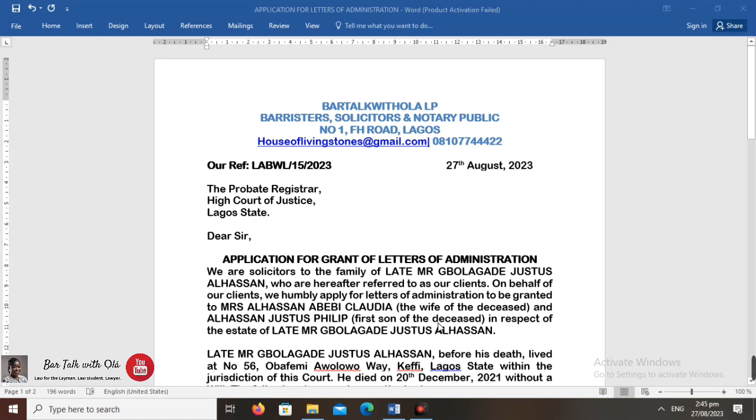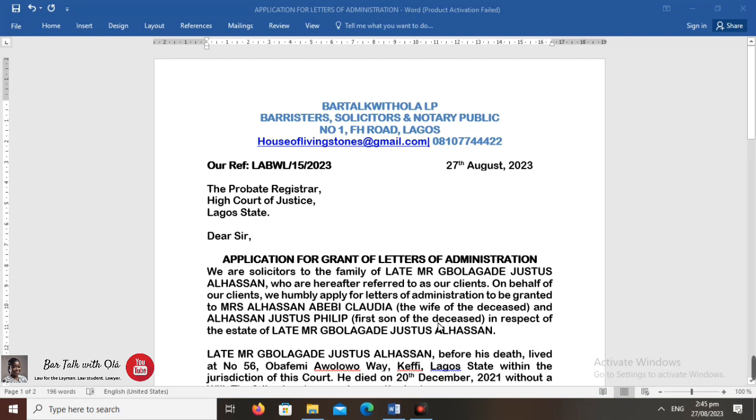So this is a sample. This is just a sample, okay? Bartalkwithola Law Practice, Barrister Solicitors and Notary Public, number 1 FH Road, Lagos, with an email at gmail.com. Then the phone number, which is a fake phone number anyways. Then you have the Ref. So I've written LA Bartalkwithola law firm, and that's how I derived LABWL and /15, which means this is the 15th letter for the grant of letters of administration that we've done at the firm this year, then 2023. So do what applies to you, and if you don't have a ref, you don't need to put it.